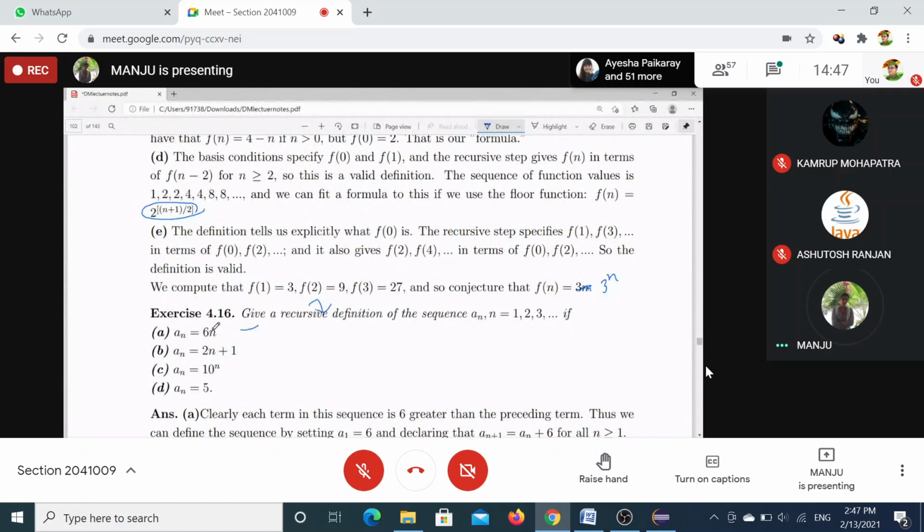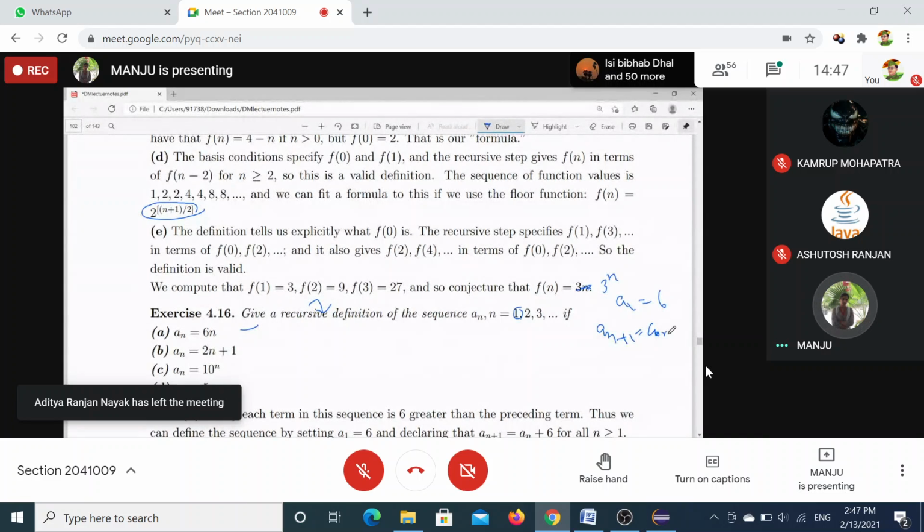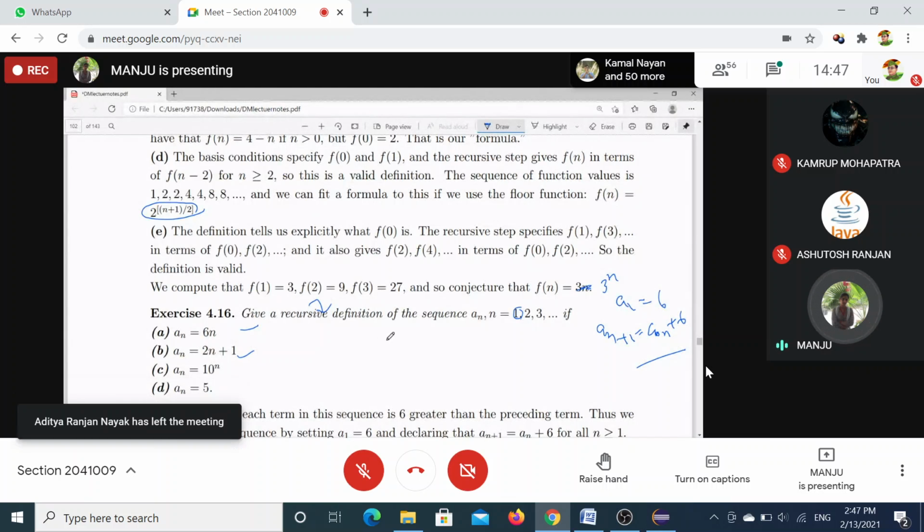This is where the first term you will define, n is starting with 1. So a1 will be 6 into 1, 6. a2, 12, 18, and so on, right? So you have a difference of 6 between two consecutive terms. So a1 will be 6, then an plus 1 will be an plus 6. Then this one, a1 will be 3.